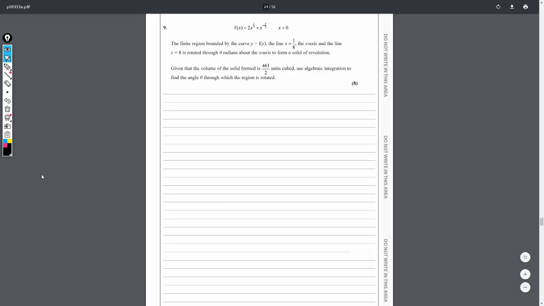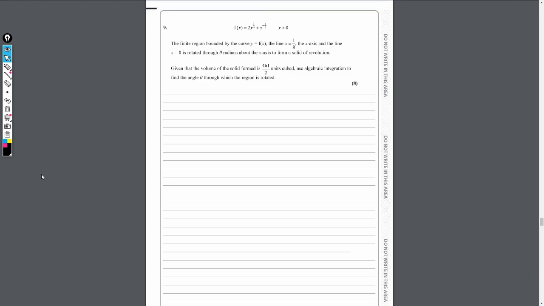Moving on to question 9 now, we have a question here that's dealing with solid of revolution. Okay, so we're given this function here, f of x, which is equal to 2x to the power of a third plus x to the power of minus 2 over 3, and x must be positive. And it tells us that the finite region bounded by the curve y equals f of x, the line x equals 1 over 8, the x-axis and the line x equals 8 is rotated through theta radians about the x-axis to form a solid of revolution. It tells us what the volume is, so it's 461 over 2 units cubed, and we have to use algebraic integration to find the angle theta.